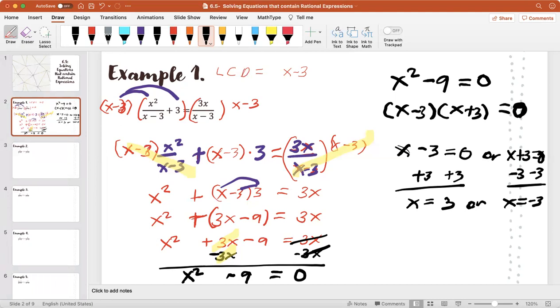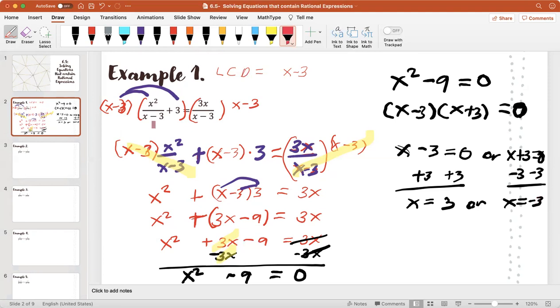Let's check 3. If your denominator is 0, that means the expression is undefined, and we are avoiding any value that will make the denominator 0. So let's check 3. If your x is 3, what happens to your denominator? 3 minus 3 is 0. So that means we can't accept 3. We cannot write that 3 as a solution. It's restricted.